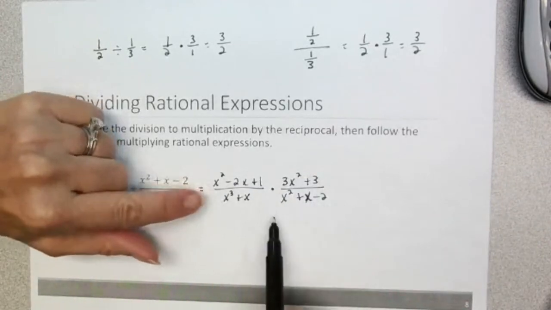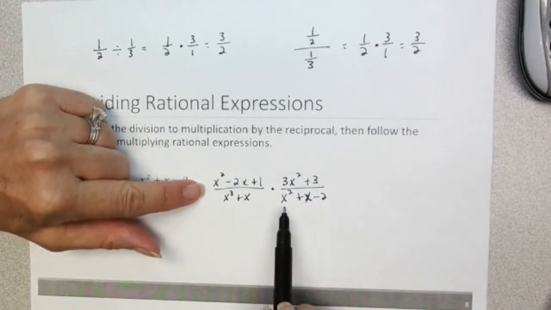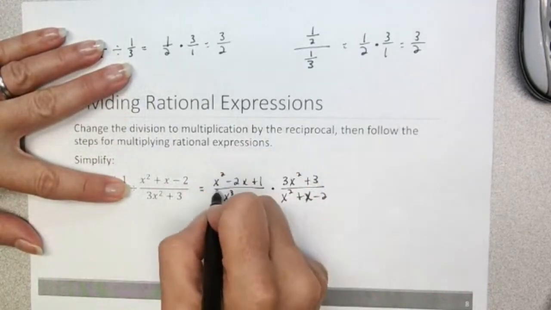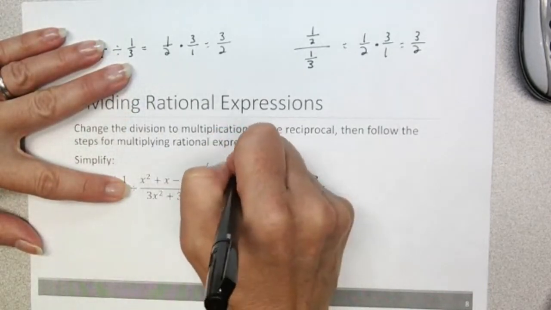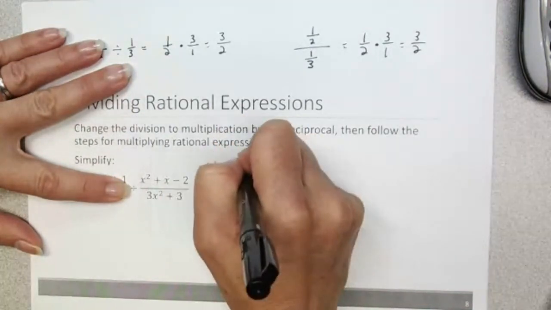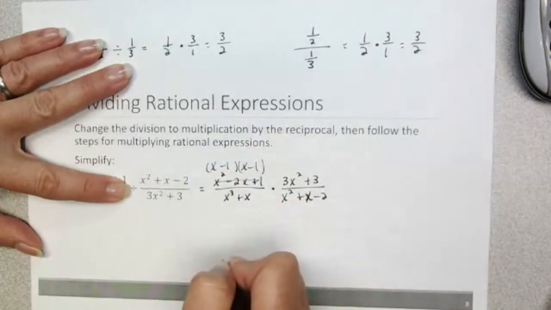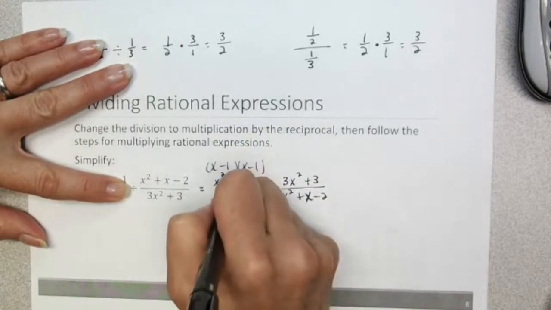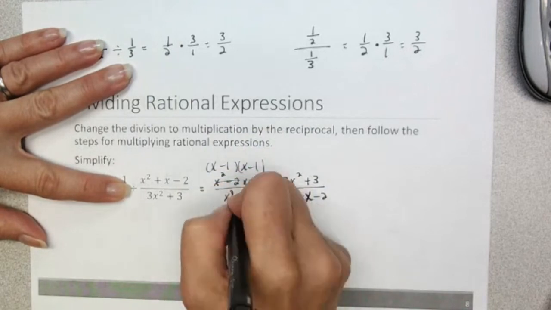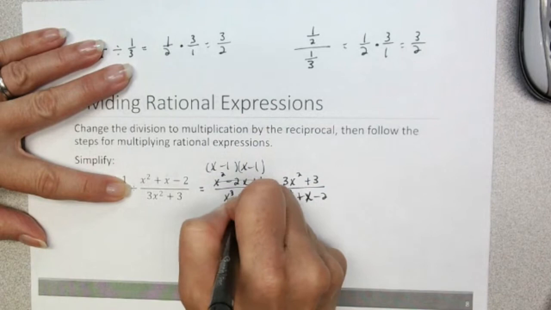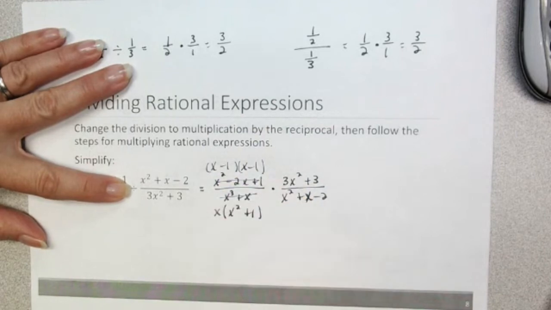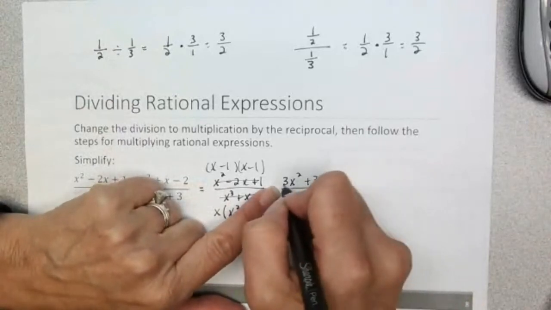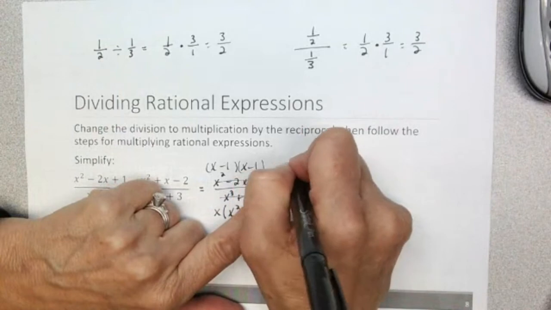We've got trinomials, but we want to fully factor and simplify before we do the multiplication. So the numerator of this first rational expression, x squared minus 2x plus 1, is going to factor into x minus 1 times x minus 1. For x cubed plus x, I can pull an x out of there. It has a greatest common factor of x. So x cubed plus x can be factored into x times x squared plus 1. The numerator of the second rational expression looks like there's a greatest common factor of 3, so I can pull a 3 out.